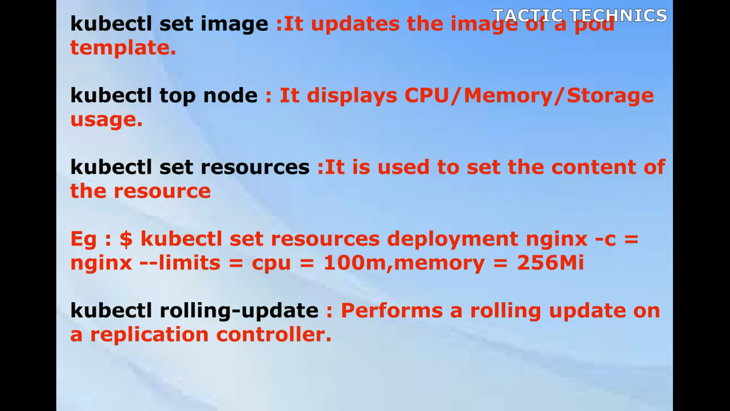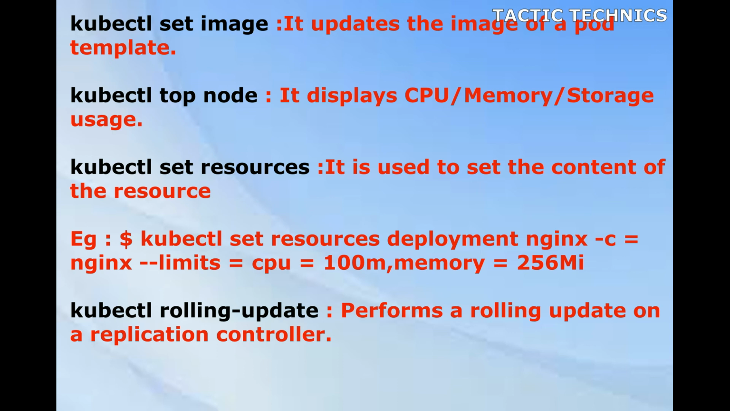Kubectl top node displays CPU/memory/storage usage. Kubectl set resources is used to set the resource requirements. E.g., $kubectl set resources deployment nginx -c=nginx --limits=cpu=100m,memory=256Mi.